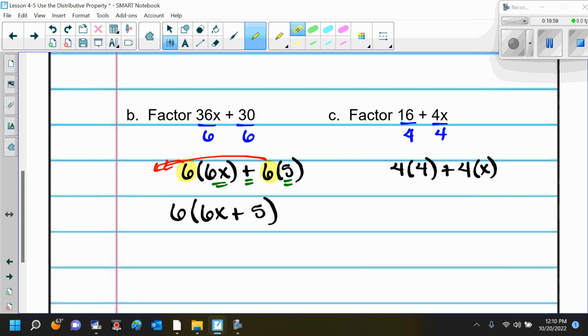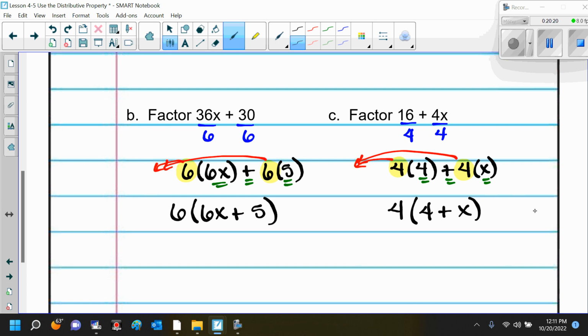So now we want to take the 4 and put that on the outside of the parentheses. Okay? And what's left stays inside the parentheses. So here we've got 4 times the quantity, 4 plus x.